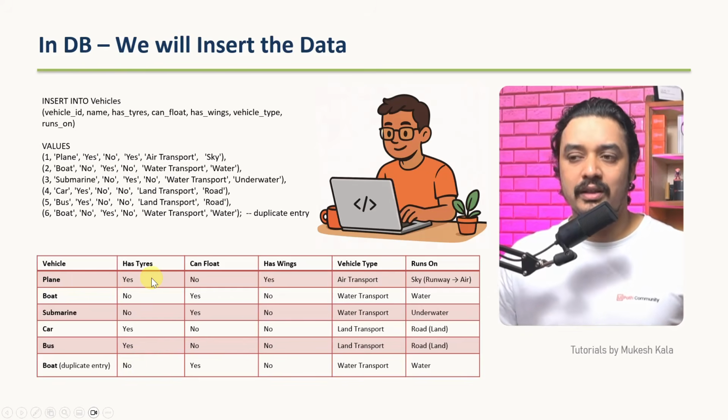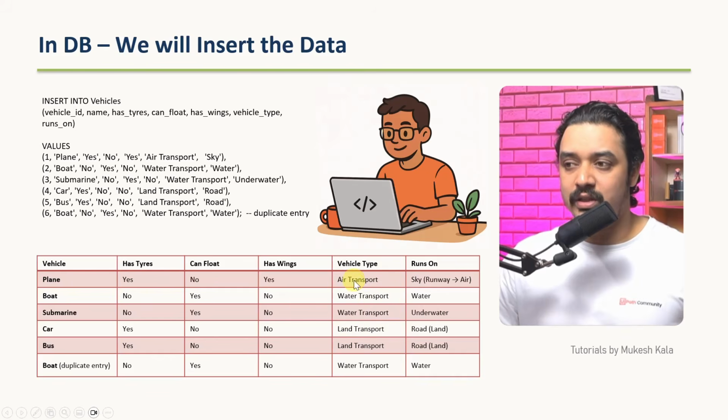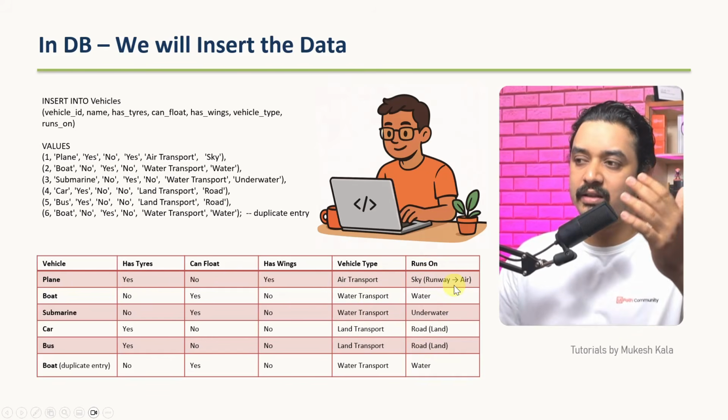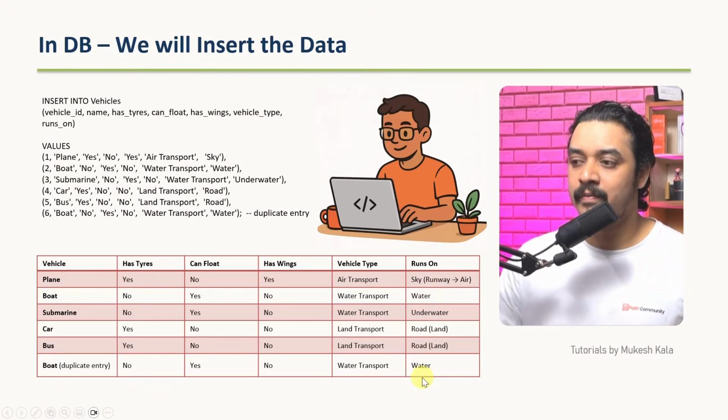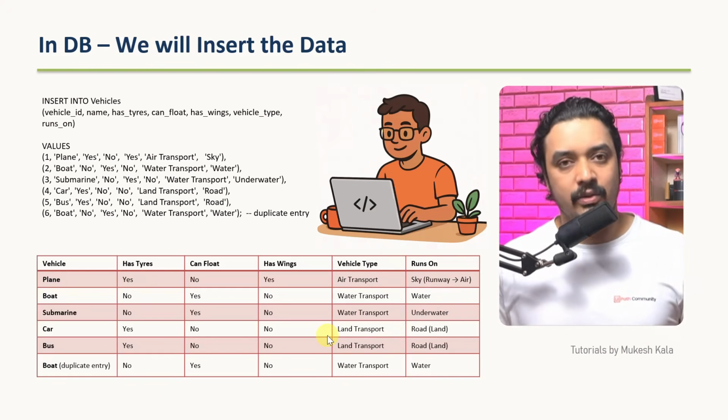Can it float? The plane cannot float. The boat, yes, it can float. The car cannot float. The bus cannot float. Does it have wings? Yes, the plane has wings, and the others don't. For vehicle transport, this is air, this is water, this is land transport, and it runs on skies, runway, as well as water. And these are the basic details. All of us are able to relate to it.